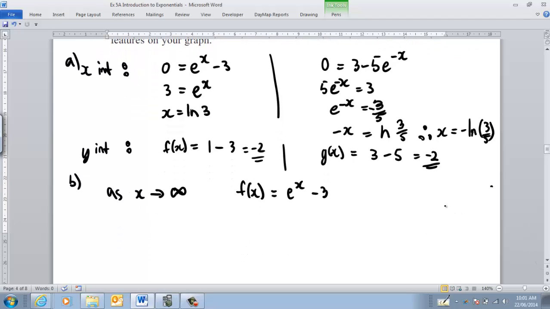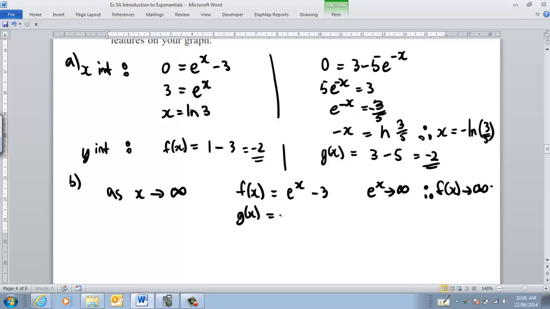So as that happens, we can say e to the x is going to go to infinity, isn't it? So therefore, f of x is going to go to infinity, isn't it? So here we've got g of x.